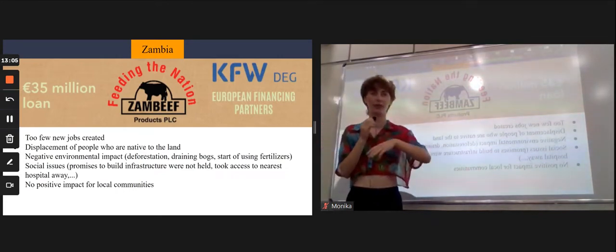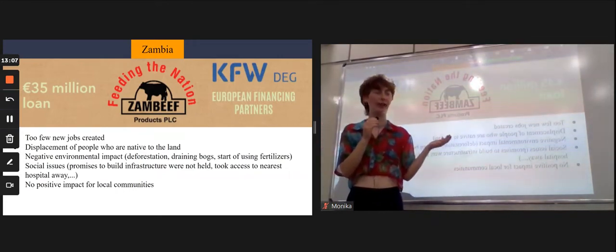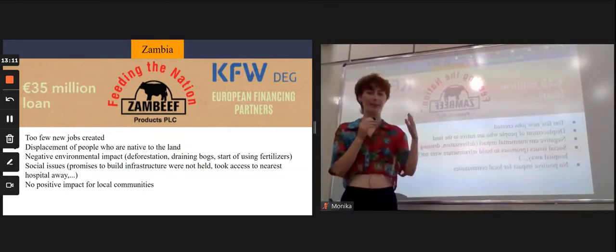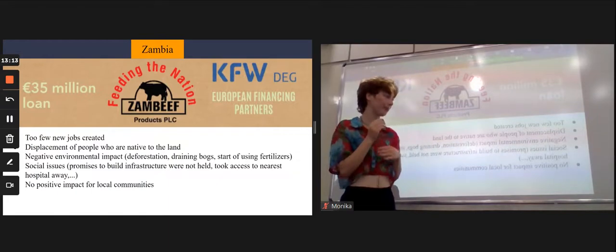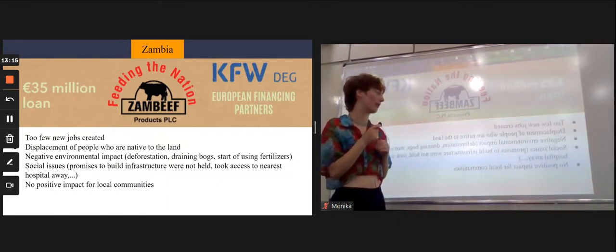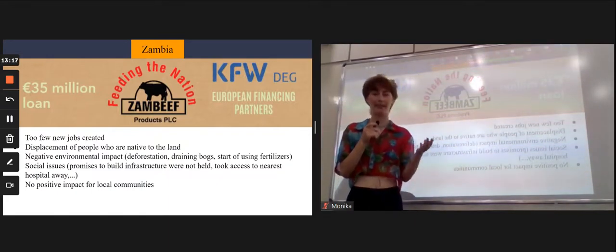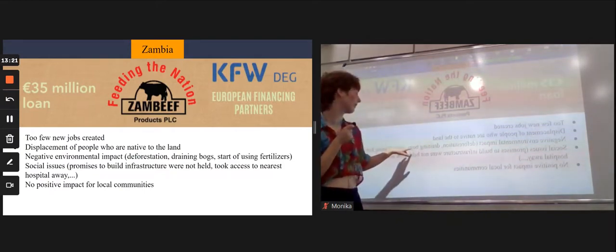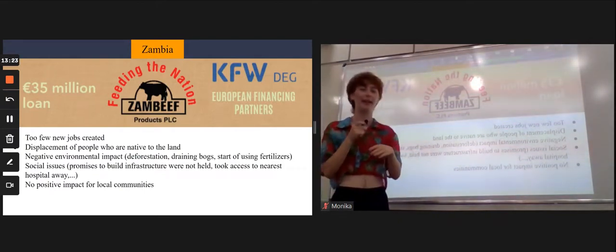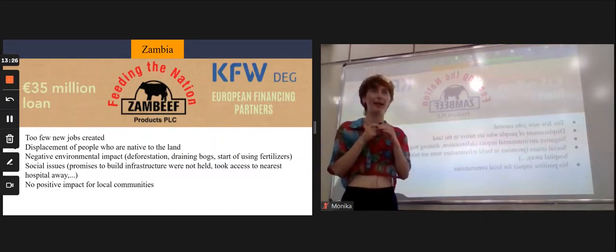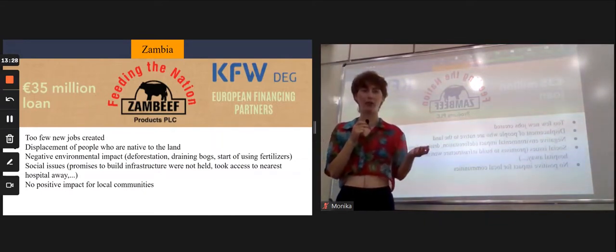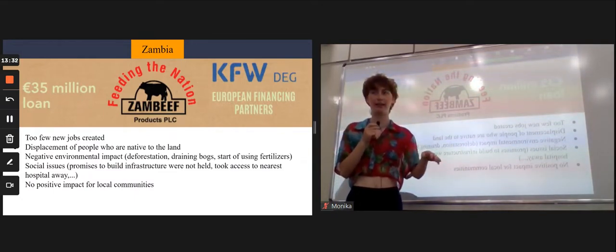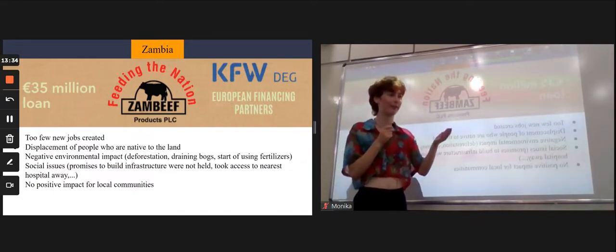Also, because of the farmland that needed to be created, local people were displaced. Moreover, there was a negative environmental impact since there was a bog before, and they had to drain it. And actually, a lot of money went into draining the bog, into improving and making the farmland fertile.